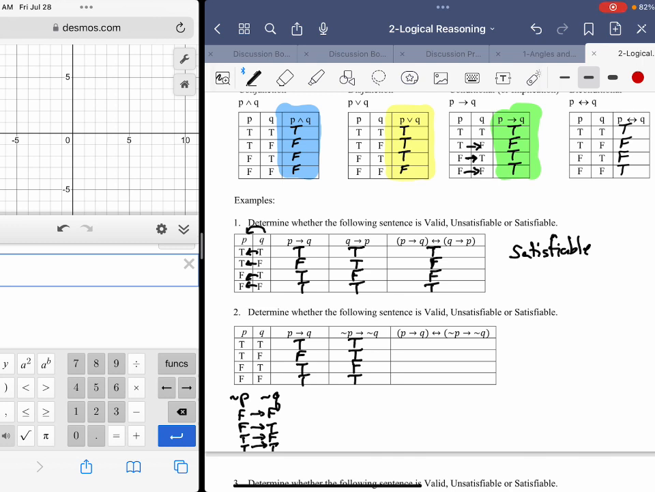All right. So same deal. We go on down the line. Anything that matches true, true is true. False, true is not. True, false is not. And true, true is true. So this is also satisfiable.